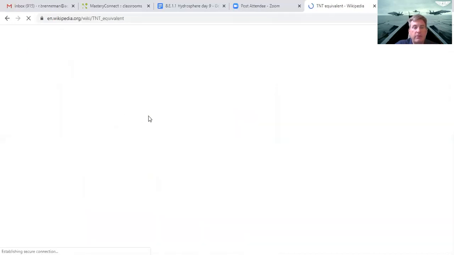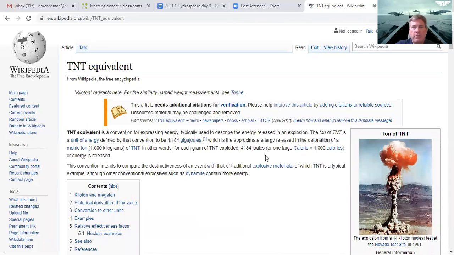Let's go down here to TNT equivalent in Wikipedia. What do you know? We have 516 million joules, or 516 megajoules. A ton of TNT is the unit of energy defined by convention to be 4.184 gigajoules, so you wouldn't have quite a ton of TNT. Each gram of TNT is 4,184 joules. That's kind of funny, that 4.184 is water. So a gram of TNT has a lot more energy than a gram of water, right? Well, heat-wise, anyway.